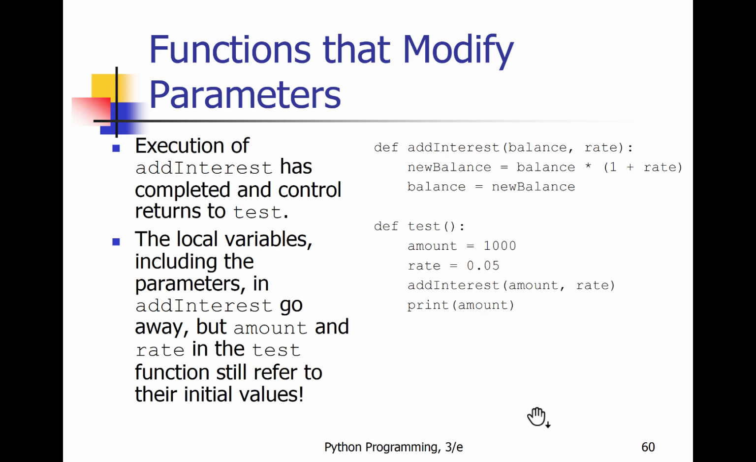So execution of add interest has completed and control returns to test. The local variables, including the parameters in add interest, go away. So again, the scope, the lifespan of the variables in a called function, as soon as you return control, it gives up all of the memory locations associated with them so that they just vaporize. They're gone. So the local variables, including the parameters in add interest, go away, but amount and rate in the test function still refer to their initial values. We didn't really impact them. It might have seemed promising that we might have been able to, but it turns out that we can't.